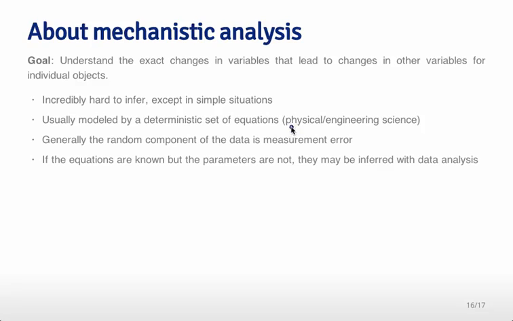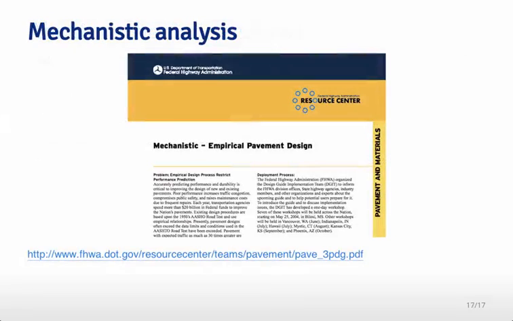The most common applications where this is possible is in the physical or engineering sciences, where more simplified models can describe a lot of the action that's happening. And generally, the only random component when you're doing a mechanistic analysis is measurement error, as opposed to any of the other types of variation you might see in data.